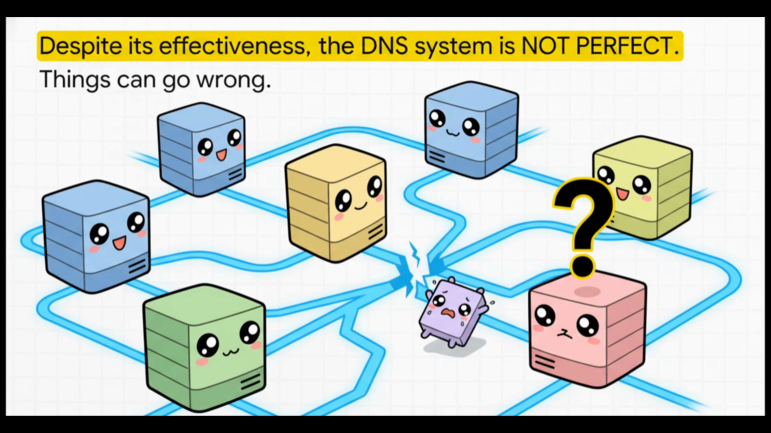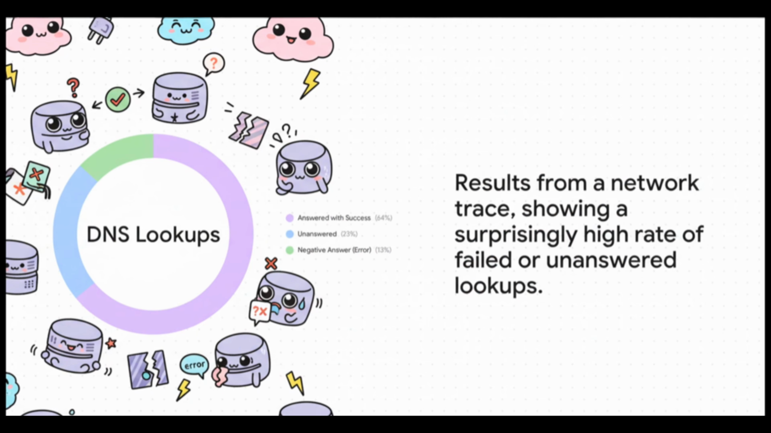As amazing as this system is, it is not perfect. I mean, it's a complex global network that was built decades ago, and things can and definitely do go wrong. That same study from MIT and KAIST uncovered a pretty surprising reality. In their research, only about 64% of lookups were actually answered successfully. A huge 23% got no answer at all, and another 13% got an error, usually because of a simple misconfiguration or network glitch. What this means is that a huge chunk of DNS traffic is essentially just noise. It's the sound of failed or repeated requests echoing across the internet.